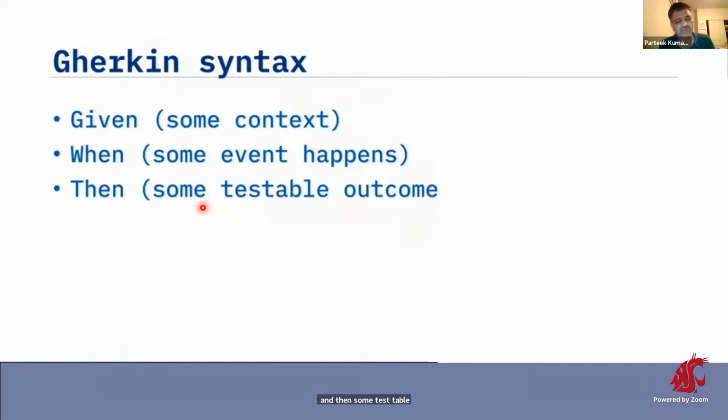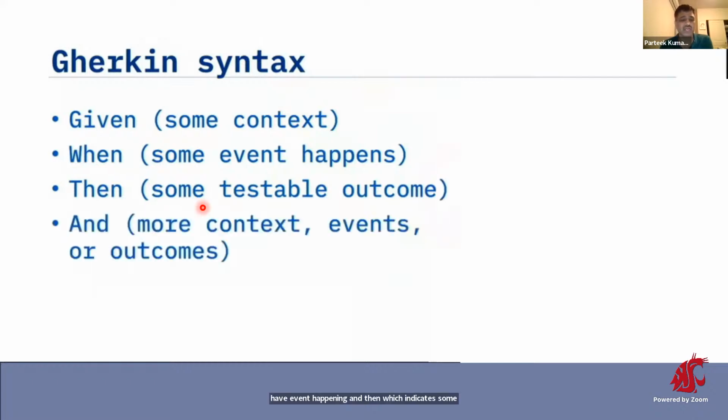You can write down that point maybe on your notebook. Every Gherkin specification or feature has three important parts: given, which indicates the context; when, which indicates an event happening; and then, which indicates some testable outcome. We can have more events or more outcomes, and we can specify that by using the keyword and.